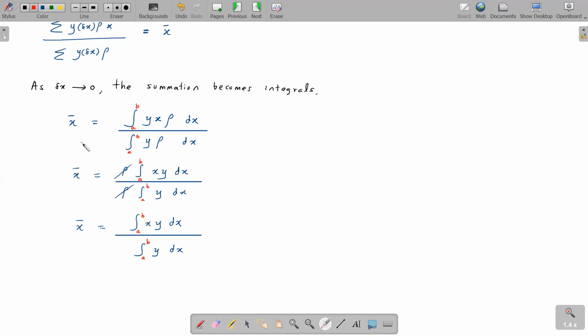All right, guys. So this is one main equation, which you must know how to derive, as well as you should know how to directly use it as well. Okay, so now using the same technique, let's try to find y bar.